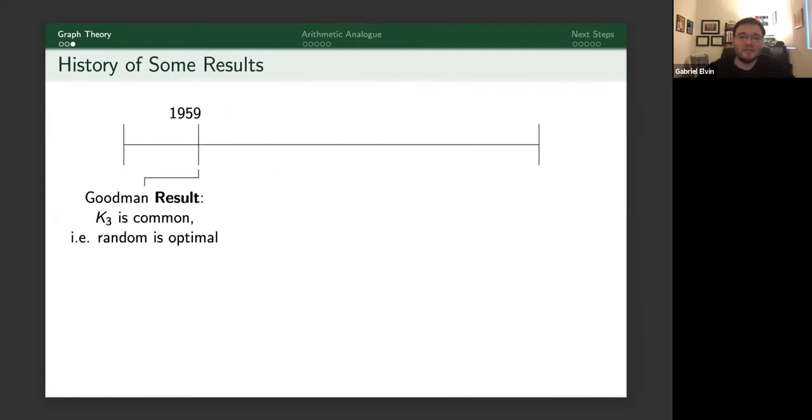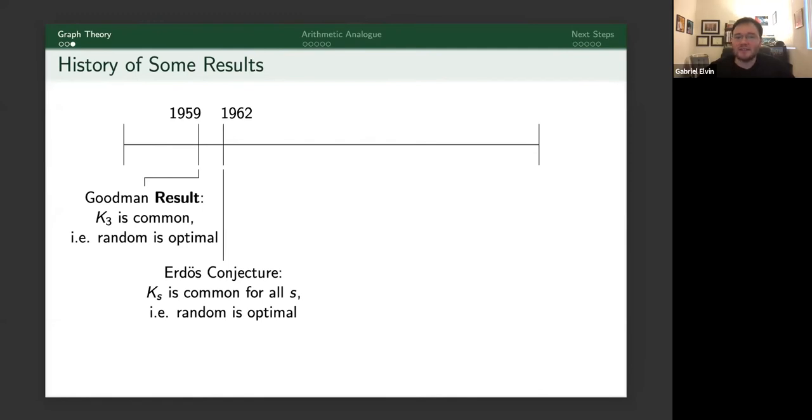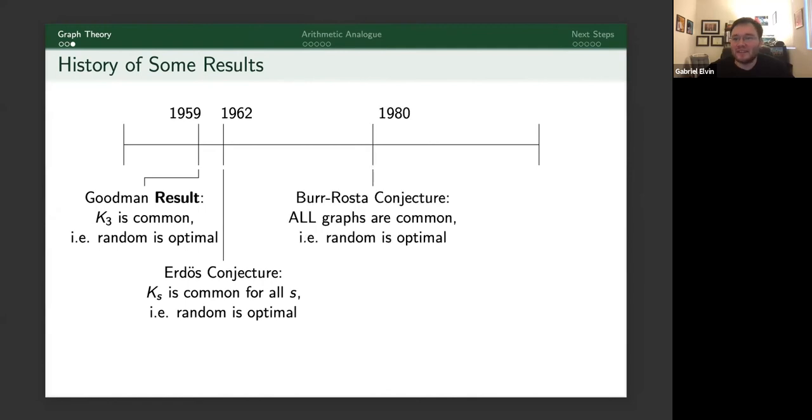First, in 1959, Goodman proved that K3 is common. So random is optimal for triangles. That answers that first question. Then 3 years later, Erdős conjectured that Ks was common for all s. So random would be optimal for any small complete graph inside of the big Kn. And then a couple decades later, Burr and Rosta went even bolder with the prediction and said, you know what, probably all graphs are common. Random is optimal no matter what.